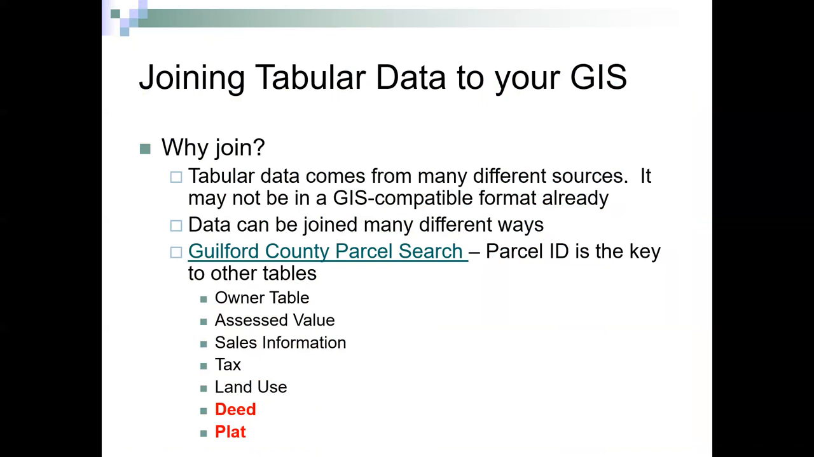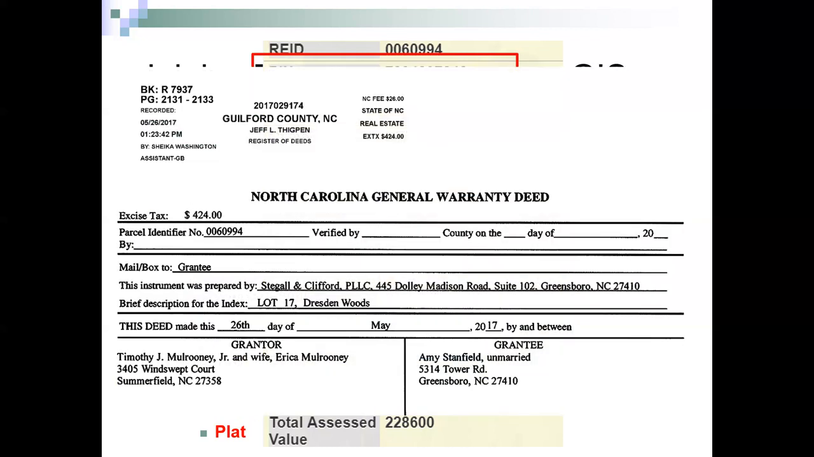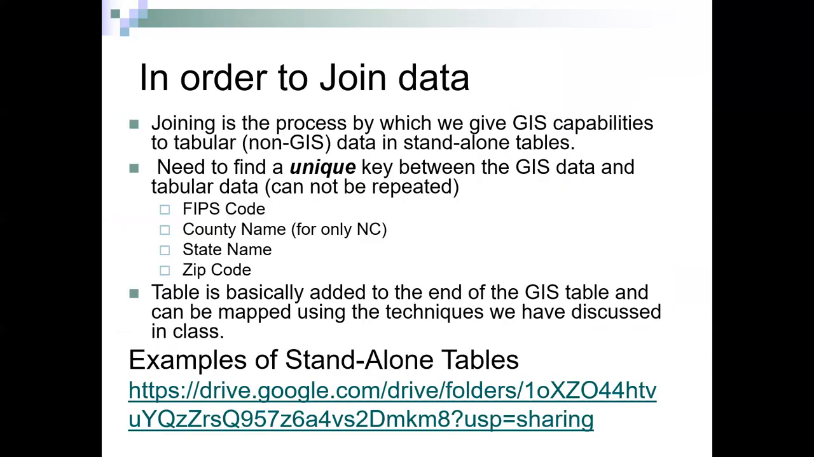We can also join data, okay? Dr. McGinn and I live over in Guilford County, so we can do something like a Guilford County parcel search. Every parcel has a unique ID, just like everyone here has a unique 820 number or social security number. We can click on it, and then it'll link us to all this special information right here. Your 820 number.